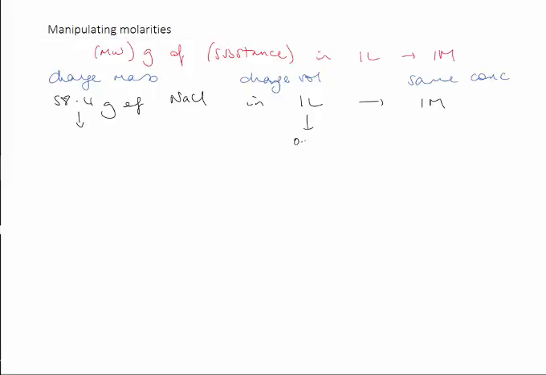We have half a litre instead of 1 litre, so that is half as much. So then we also have to change the mass by the same proportion. So 58.4 divided by 2 gives us 29.2 grams of NaCl in half a litre, giving us the same concentration, 1 molar. So we're changing 2 things at once, and the third thing stays the same.